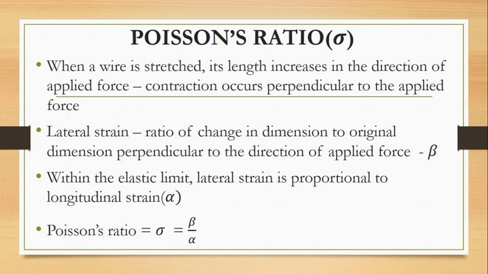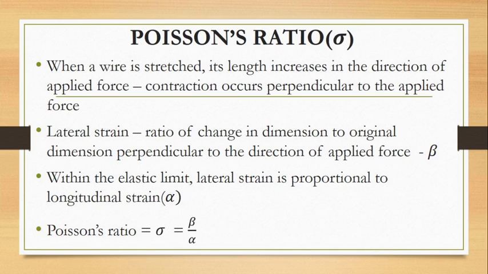First one is lateral strain, that is defined as the ratio of change in dimension to original dimension perpendicular to the direction of applied force. That means the contraction represented by beta. And we already know what is longitudinal strain or linear strain, isn't it? It is the ratio of change in length by original length. Now the contraction is represented by lateral strain, which is the ratio of change in dimension to original dimension perpendicular to the direction of applied force, beta.